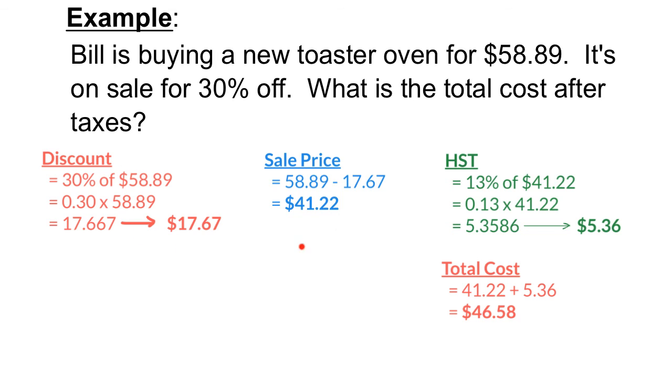So just remember, when you're calculating a total cost, first, if there's a discount, you have to take away the discount to get the sale price. Once you have the sale price, that's what the HST is calculated on, and then you add the tax to get your total cost.